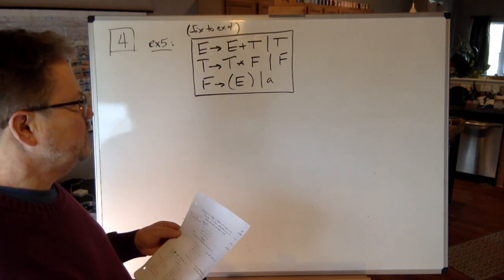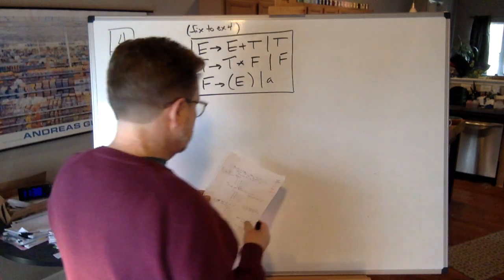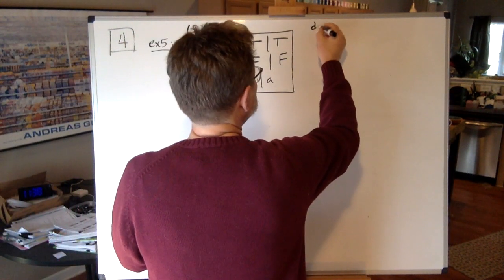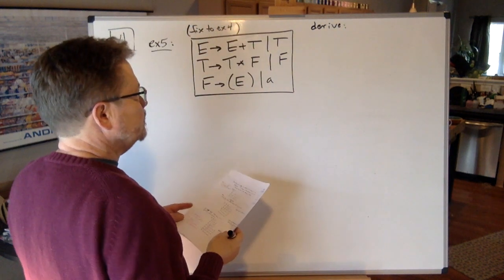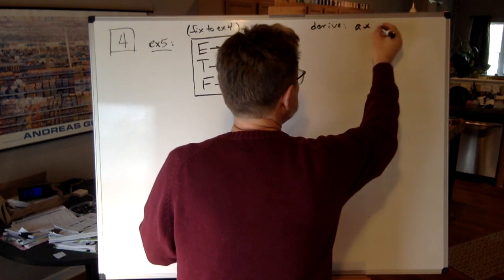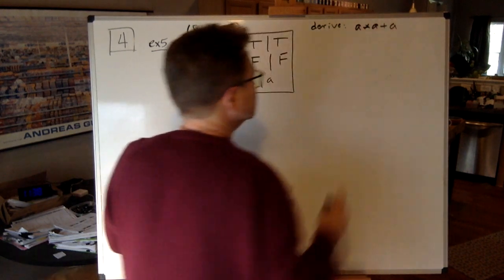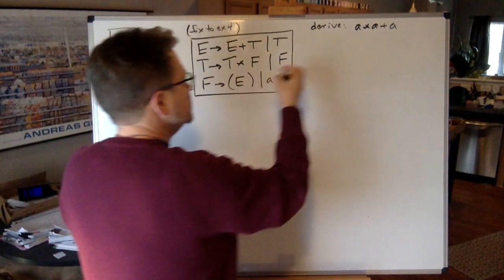Okay, enough of a side trip. Let's see why it is so good, if we can even make the case for that. Let's derive, using this, the string that gave us so many problems in our last video, which I believe was A times A plus A. I think that's what it was. And away we go. Here's capital E.